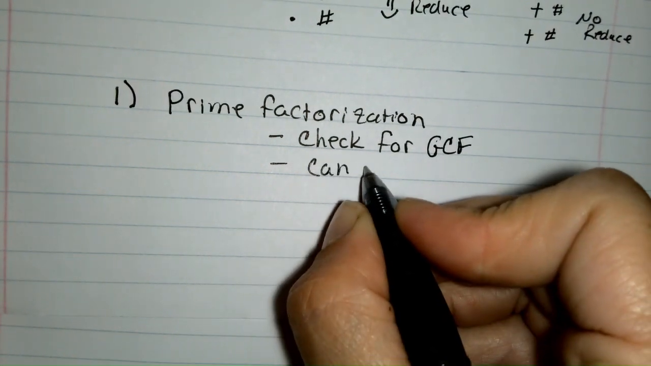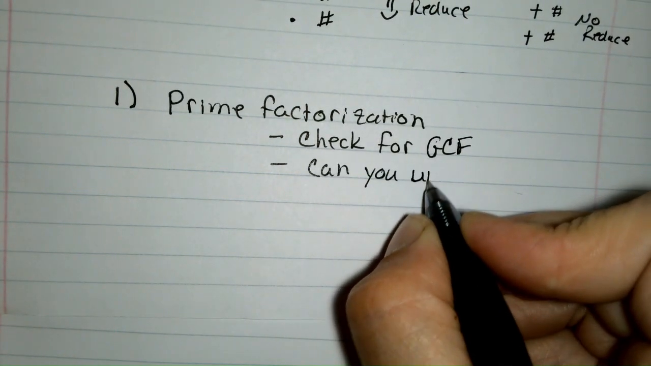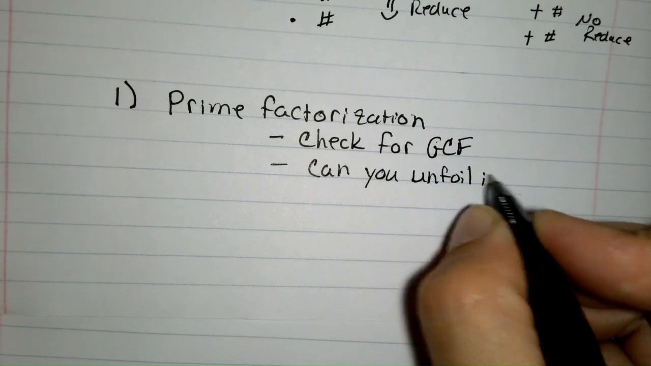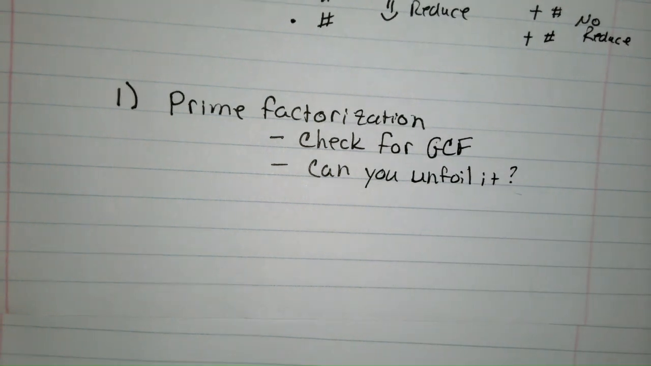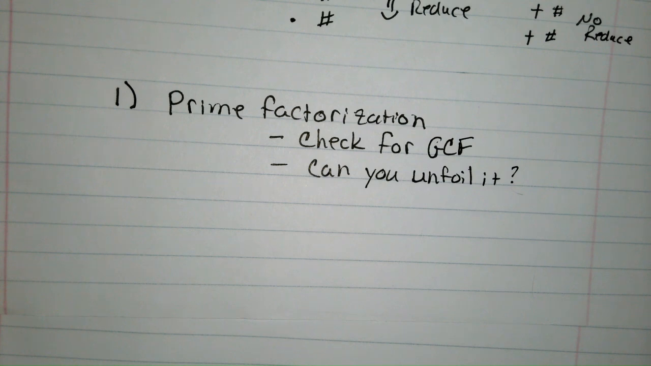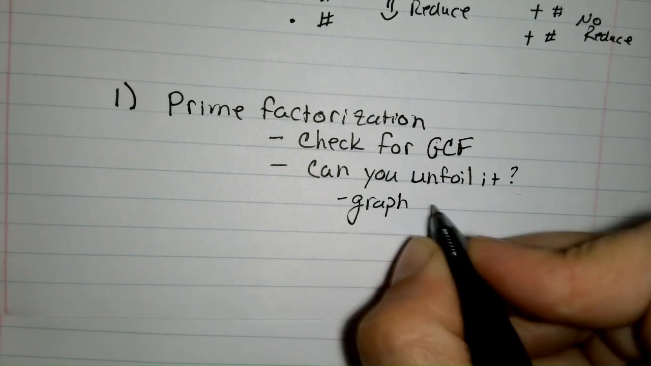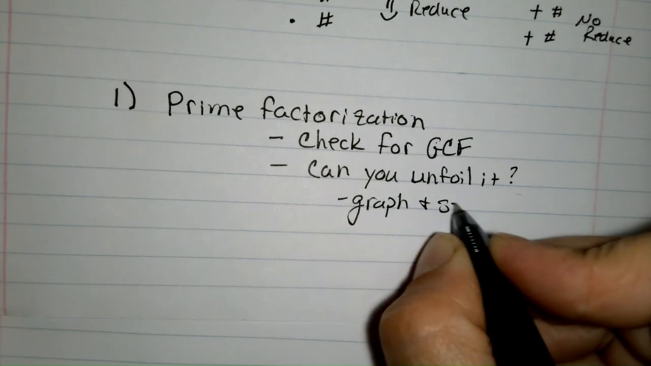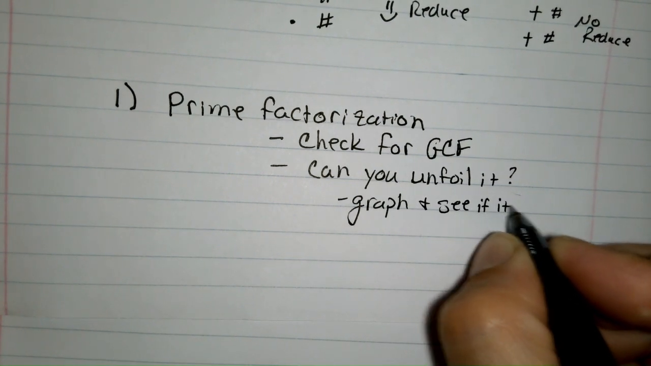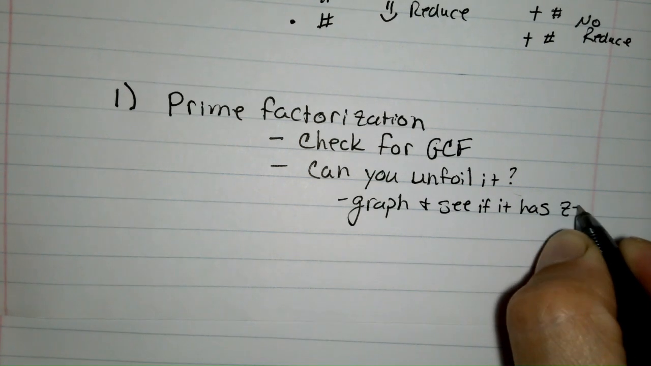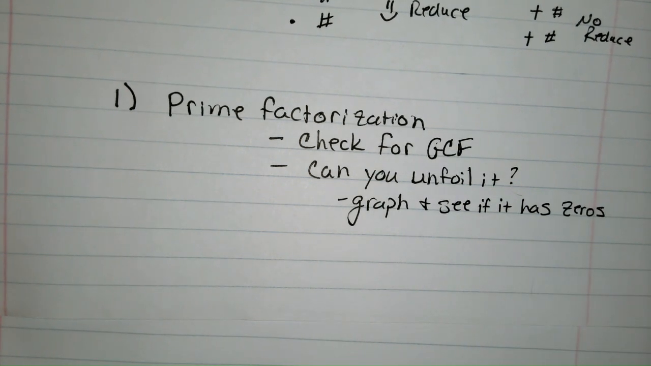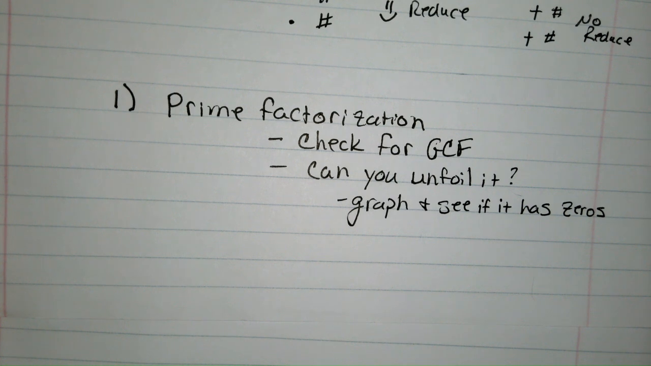Can you unfoil it? Reverse that FOIL process. If you need to, graph it and see if it crosses the x-axis. If you need help with that factoring, you can go back to the polynomial factorizing and rational zeros theorem. I've done some videos on that before.